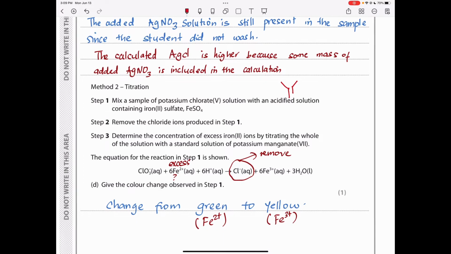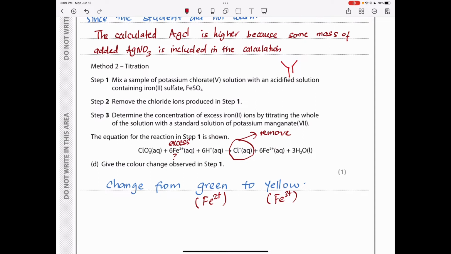So let's see titration 2, method 2. Step 1, mix a sample of potassium chloride solution with acidified solution containing iron 2 sulfate. Then remove the silver chloride produced in step 1. Then determine the concentration of the excess iron 2 ion by titrating the whole of the solution with a standard solution of potassium manganate 7. If you remember the titrations you looked at in your textbooks, potassium manganate as well as iron do react. You talked about redox titrations. This is one of them.